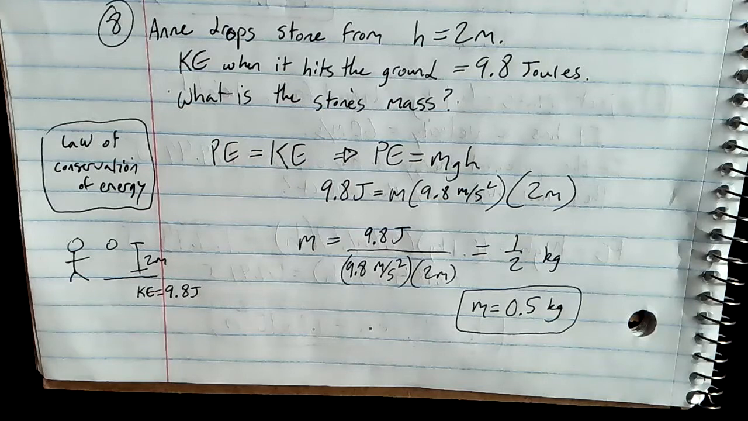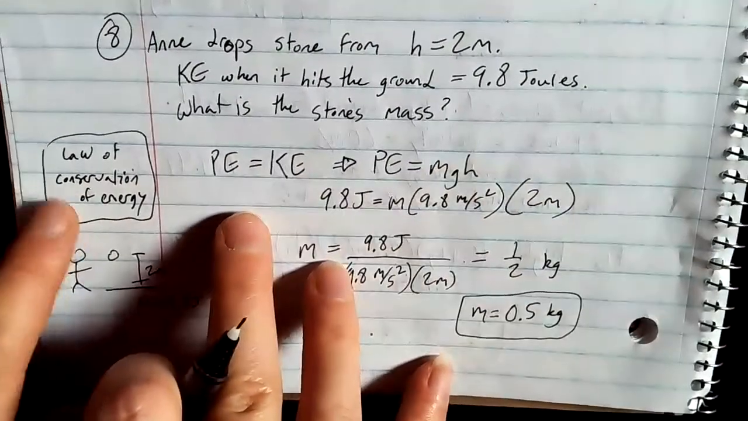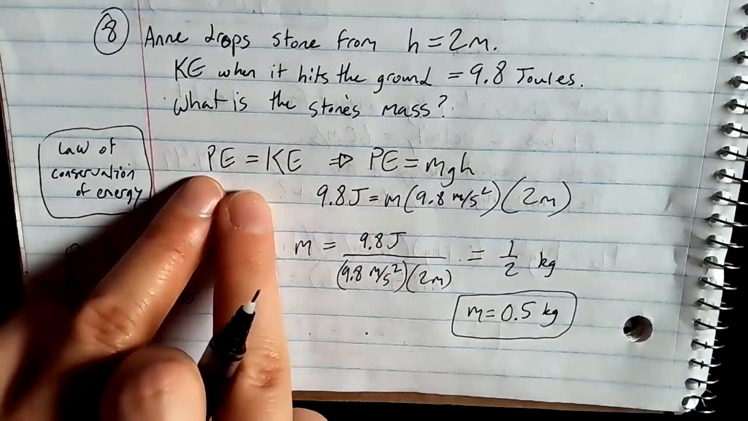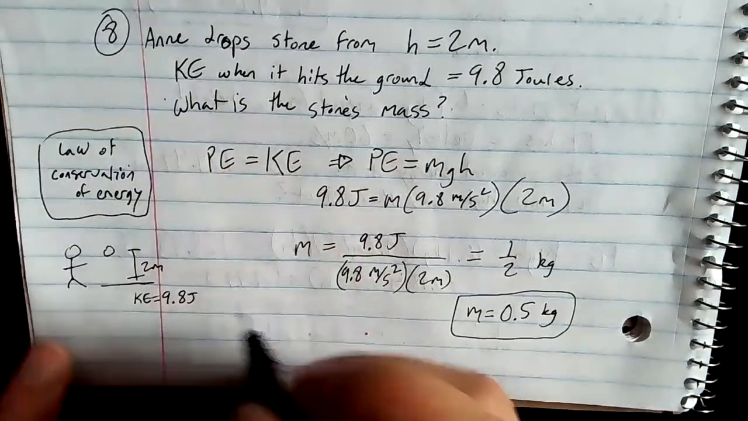Well, we do not know the velocity of the stone, so we have to use the potential energy, because the kinetic energy needs the velocity. And we can use the law of conservation of energy to explain why we can use the potential energy instead.